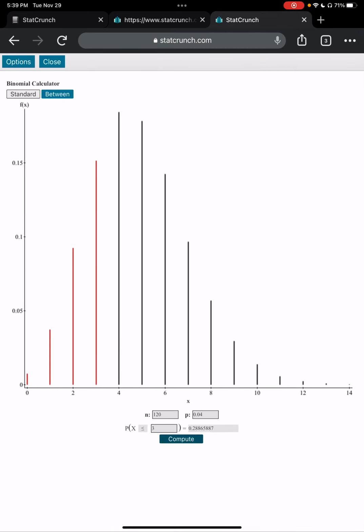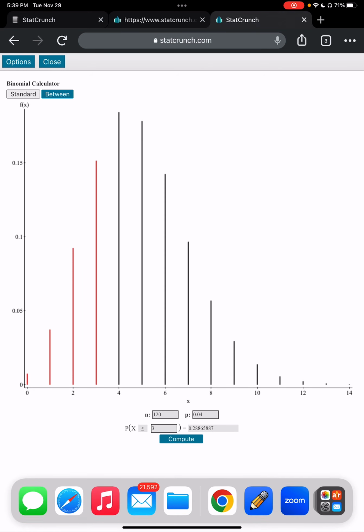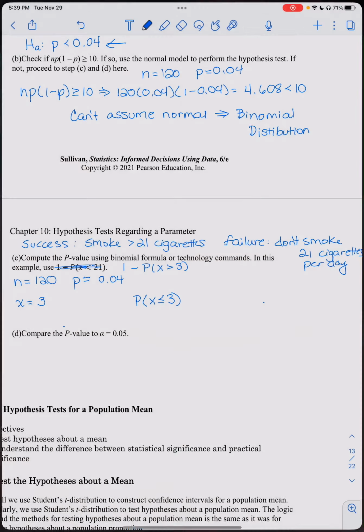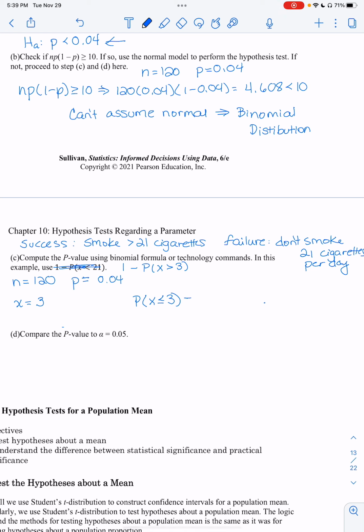So if you look at the distribution, you can see that over on the right-hand side, it seems to kind of trail off over there. It's a little bit skewed. And so if we look at the probability there, what you see is the probability that it's less than that is 0.2887. So if I come back over to where we were, this is 0.2887, which is equal to my p-value.